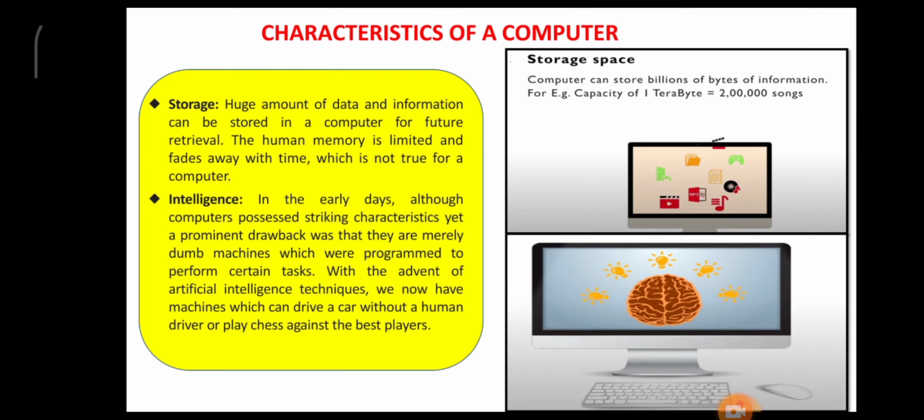Now the next one is intelligence. In the early days, although computers possessed striking characteristics, yet a prominent drawback was that they were merely dumb machines which were programmed to perform certain tasks. With the advent of artificial intelligence techniques, we now have machines which can drive a car without a human driver or play chess against the best player.